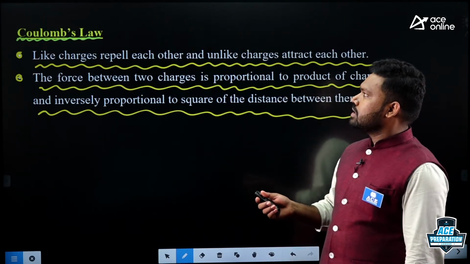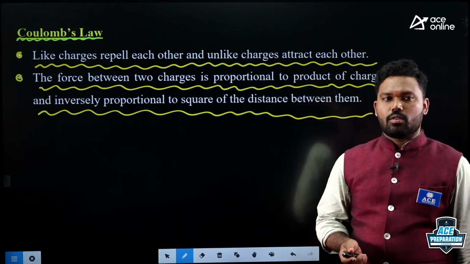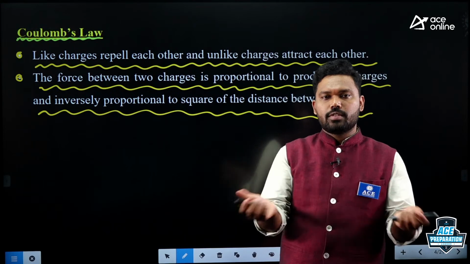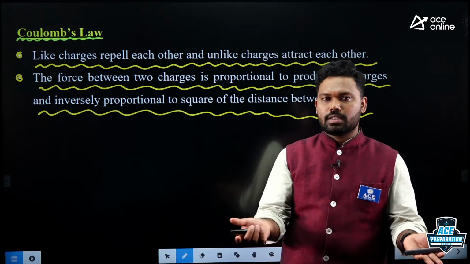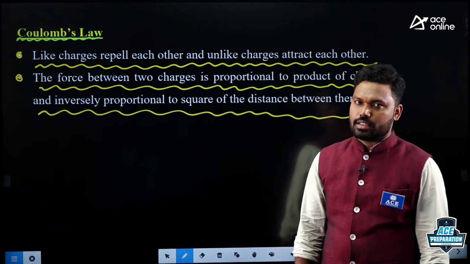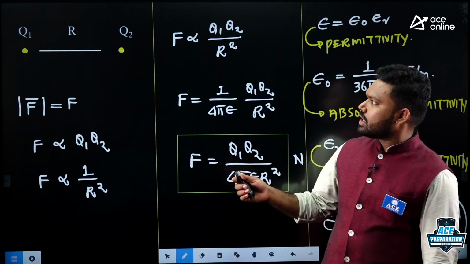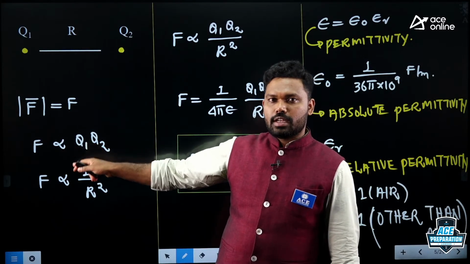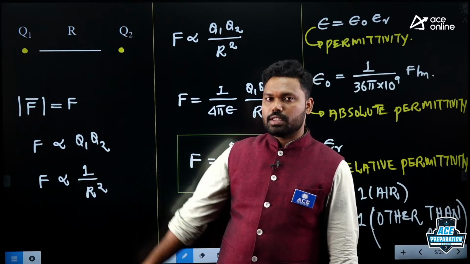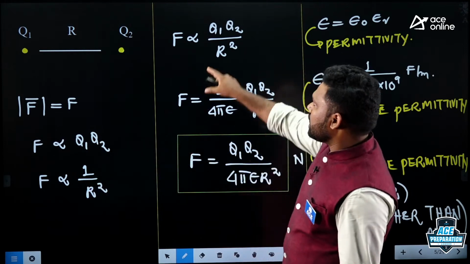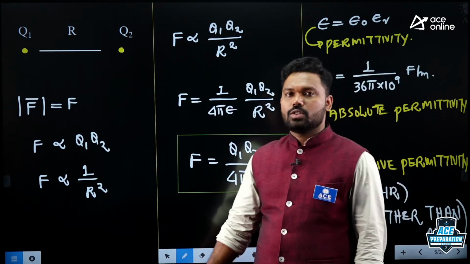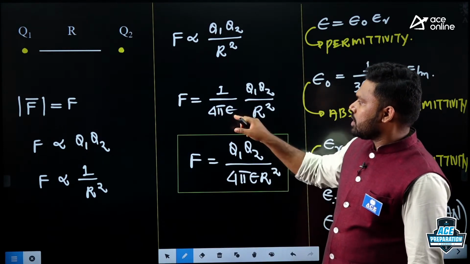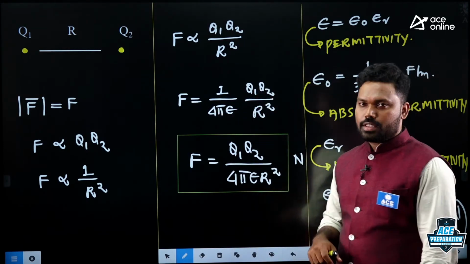Okay, fine. We started with Coulomb's law. What is Coulomb's law? Coulomb's law talks about the force between two charges. If they are like charges, they will repel each other. If they are unlike charges, they will attract each other. And the force of attraction or repulsion between them is proportional to the product of the charges, and inversely proportional to the square of the distance between them. Combining these two, F is proportional to Q1 Q2 by R square, and the proportionality constant is 1 by 4 pi epsilon, so F is equal to Q1 Q2 by 4 pi epsilon R square.